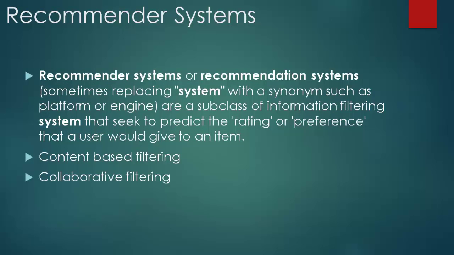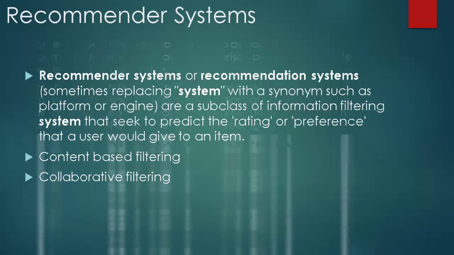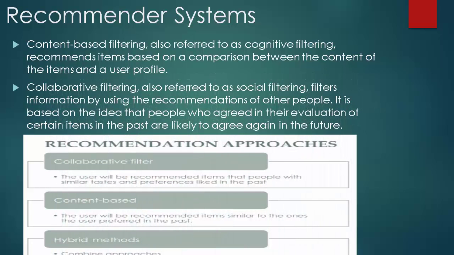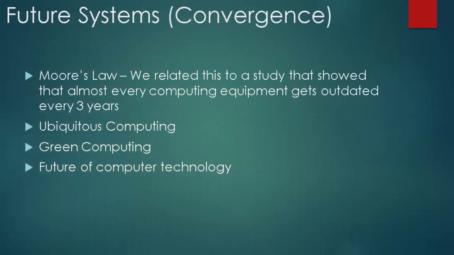Then we move on to recommender systems. Basically, recommender systems have two types of filtering based on users' past experience of buying, and it's either content based or collaborative filtering, and if you want to combine both, then you can get hybrid filtering.